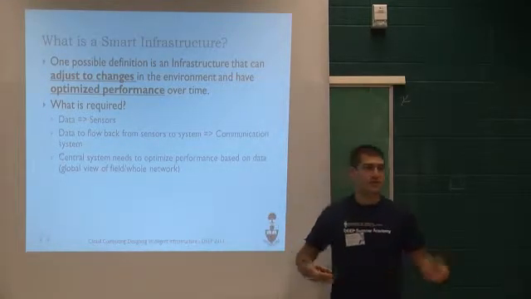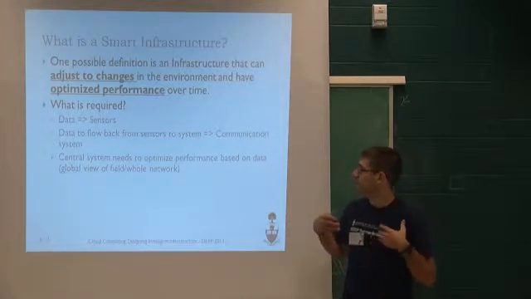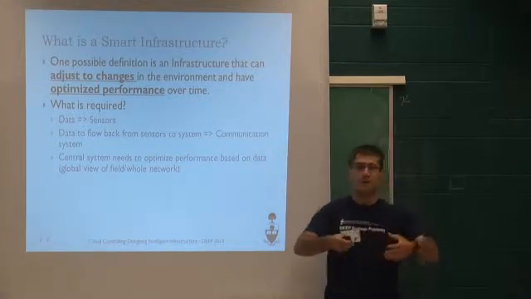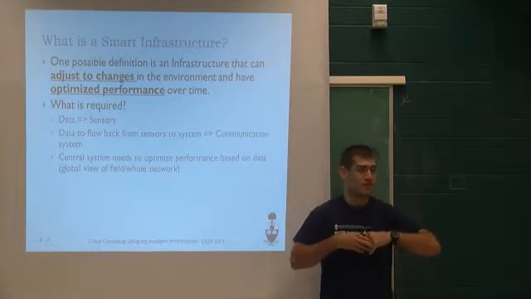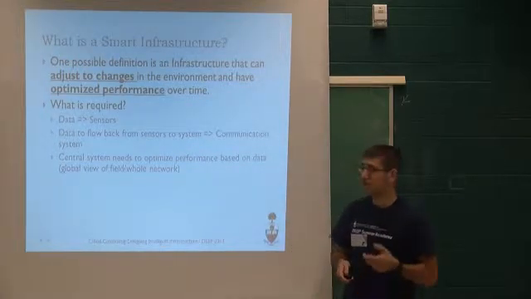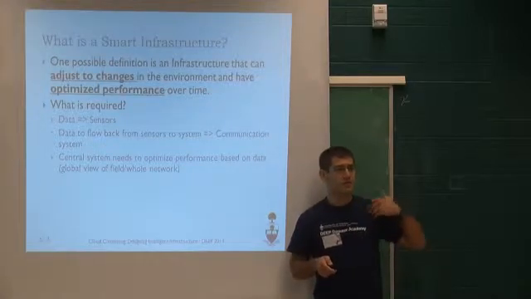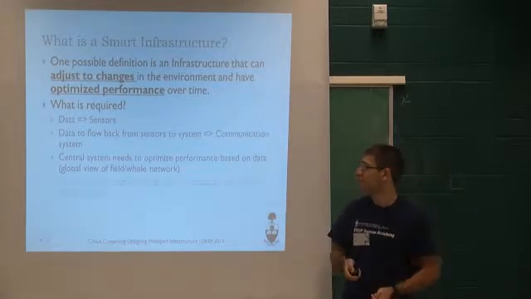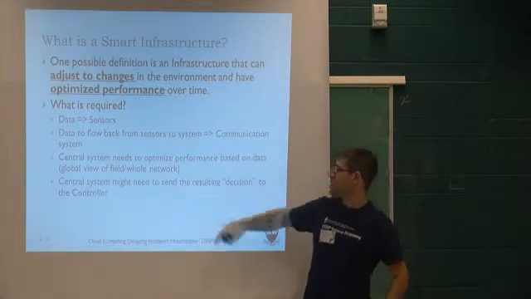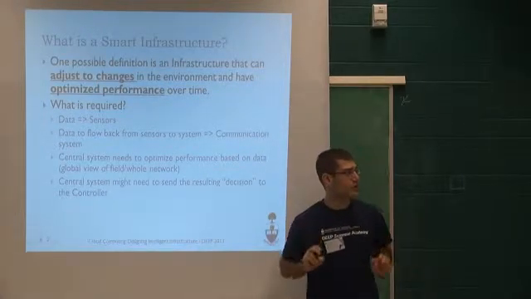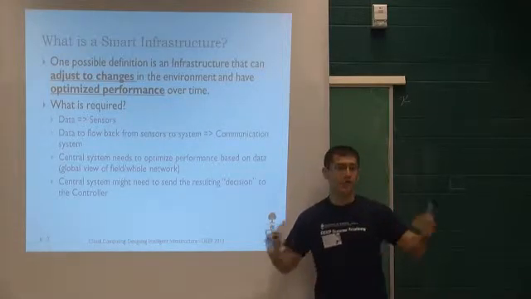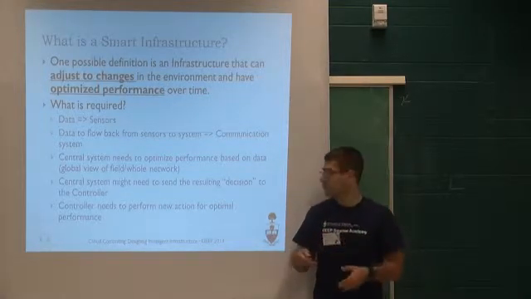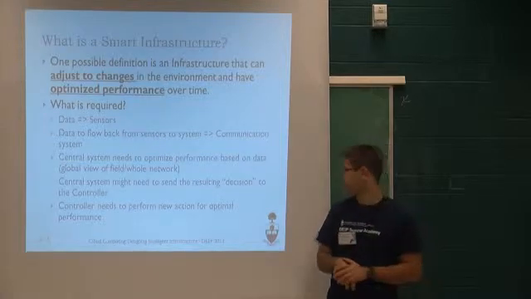Next, you need a central system that takes this information and does some type of optimization. Based on information from different sets of sensors, it improves the performance of the system. Now, this information sometimes has to go back and be implemented, especially if you have a central system in charge of several different components. So this central system might need to send the resulting decision, how you're going to improve the performance, to a controller. And we'll go into examples of these. And finally, this controller will need to make this new action for optimal performance.